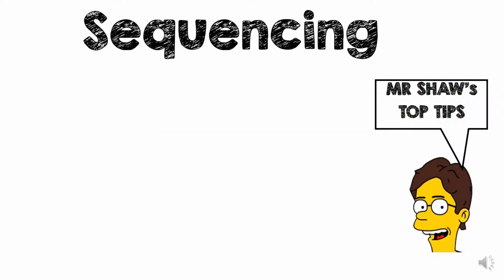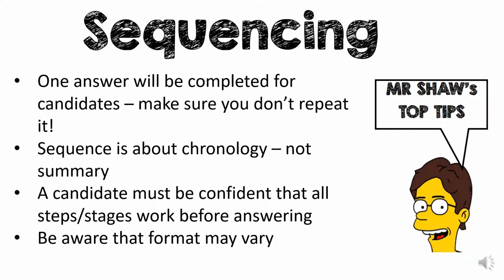So top tips for sequencing. One answer will tend to be completed for candidates. Make sure that you don't repeat that. Sequence is about the skill of chronology, putting things into the right order, not summarizing. Candidates need to be confident that all step stages work before answering, so that they're all logical and that they make sense. And be aware that the format of this question might vary a little from one exam series to the next. So that's the advice for sequencing.